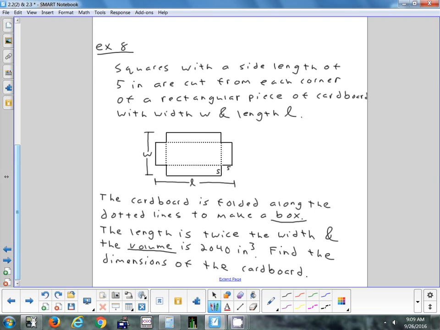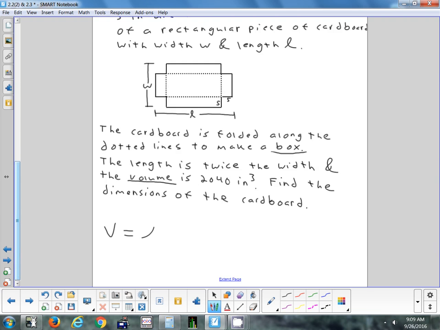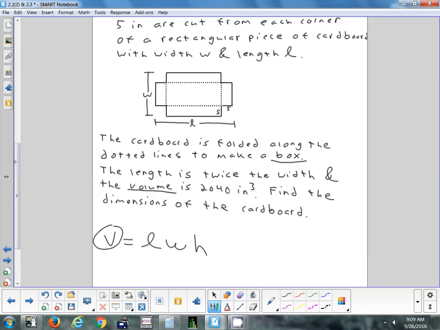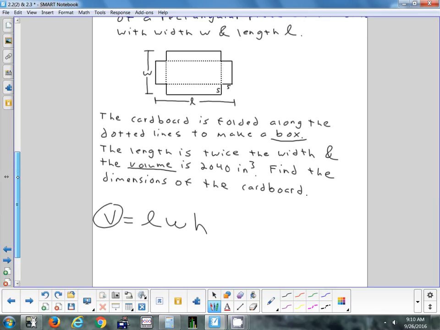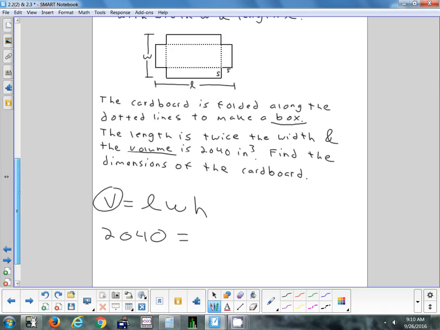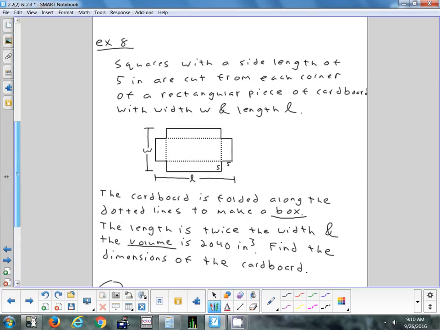We get 408 equals, and I'm going to do this out. 2w squared minus 20 minus 10 is minus 30. And what's negative 10 times negative 10? Plus 100. Now if I wanted, I could bring the 408 to the other side. And what kind of equation do I have? Yeah, it's a quadratic.